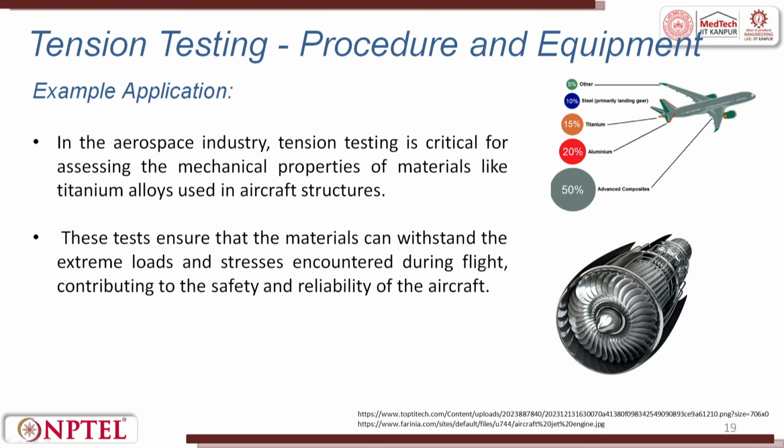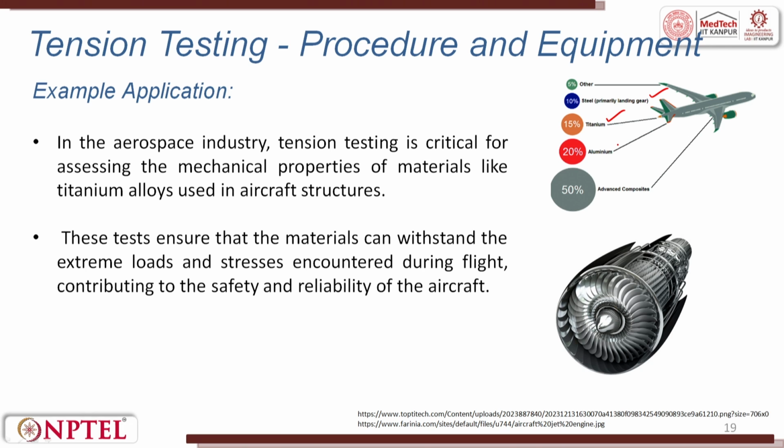Now comes the application. You can see in aircraft different materials are there. 10% of that is steel, 15% is titanium. Titanium, you know, has a high strength to weight ratio. With a very low weight, the strength is very high, because weight is a major consideration when we are trying to design an aircraft.